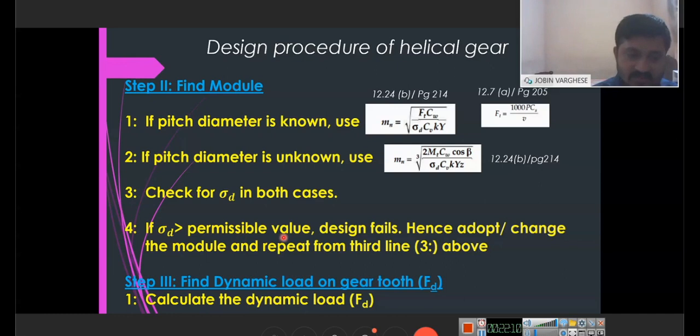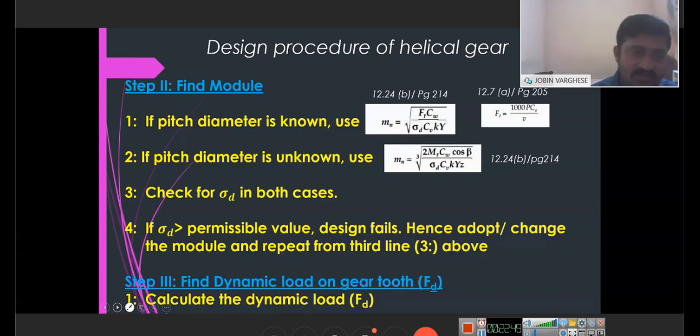Hence, change the module and repeat from the third line. That is, we have to change the module and restart from this step. Again, check this equation until sigma d is less than the permissible value, and you should have some factor of safety for long running. Then step 3 comes: find the dynamic load on gear 2. Those who have learned spur gears know that the procedure is the same as this one; in spur gears also we follow the same. Find the dynamic load on gear 2, that is FD, using the equation.